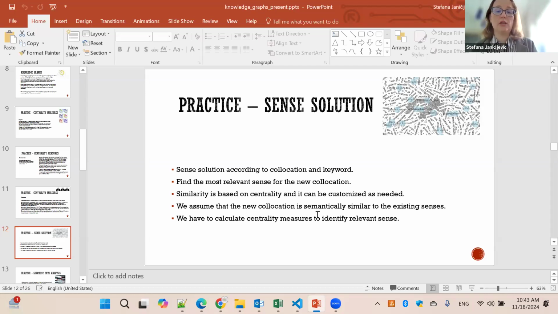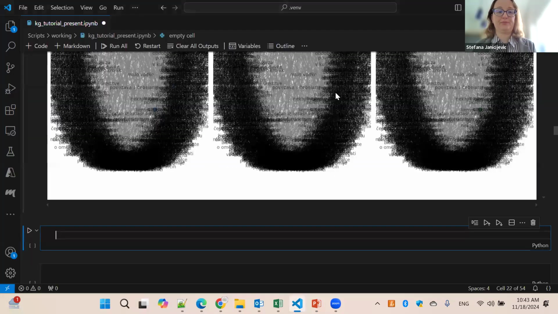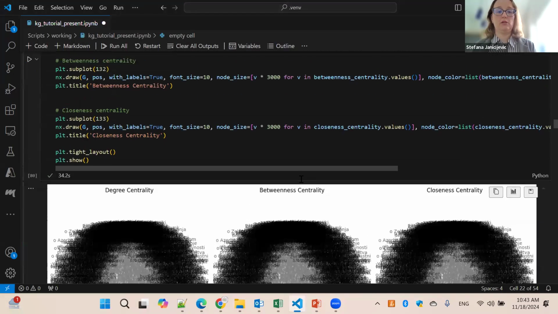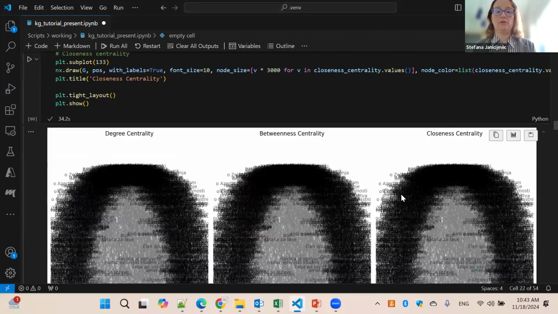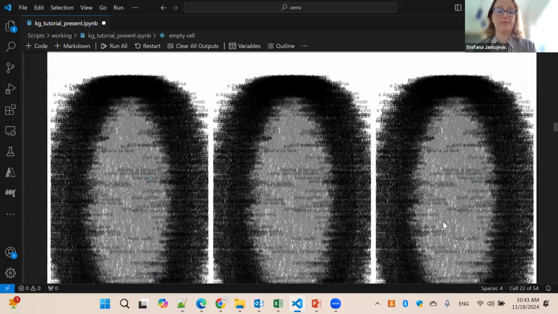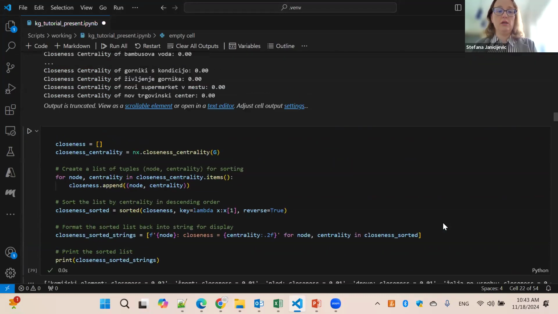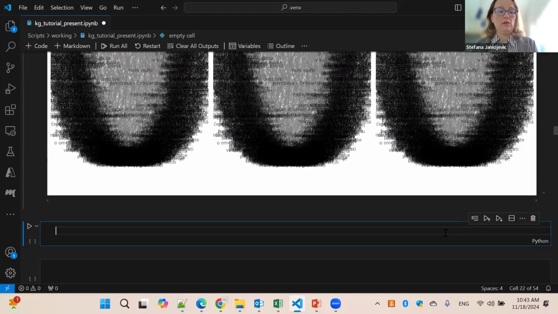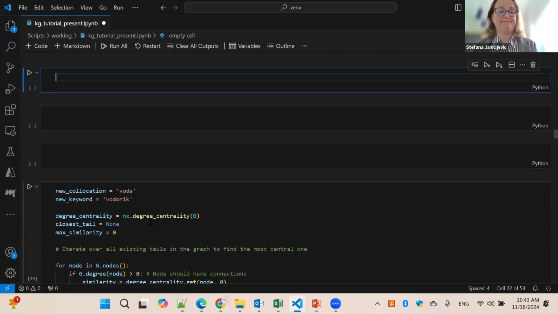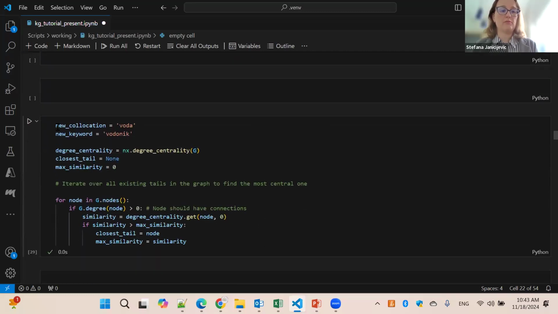So we assume that the new collocation is semantically similar to the existing senses. That is our assumption. And we have to calculate centrality measures to identify the relevant sense. You can see we have our figure now with the degree and betweenness centrality together. Okay, so this is my procedure.